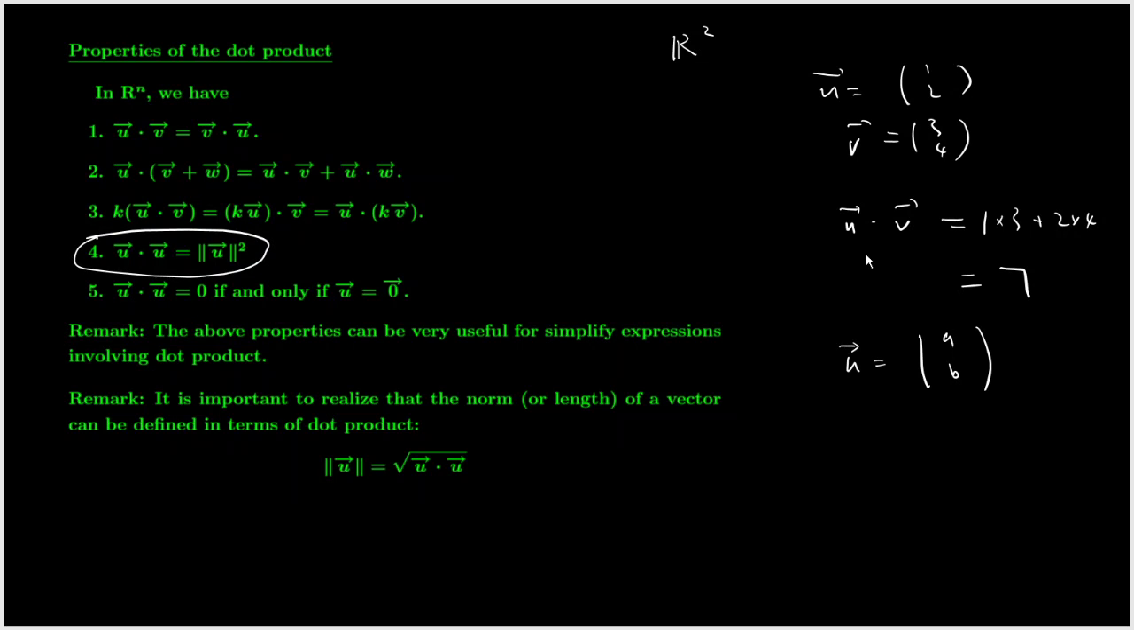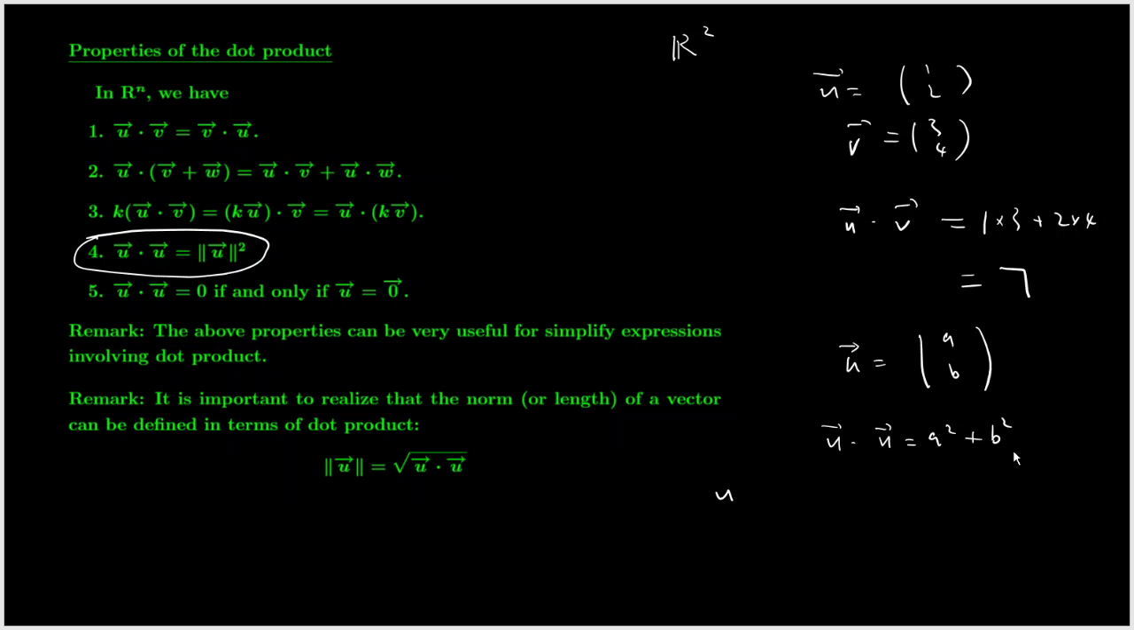Now let's verify the identity. Let's compute u dot u. So what's u dot u? You compute the dot product of u and u. I believe you use the formula. You have something like a squared plus b squared. You multiply the corresponding components, and you add the products. You have a squared plus b squared. That's u dot u.